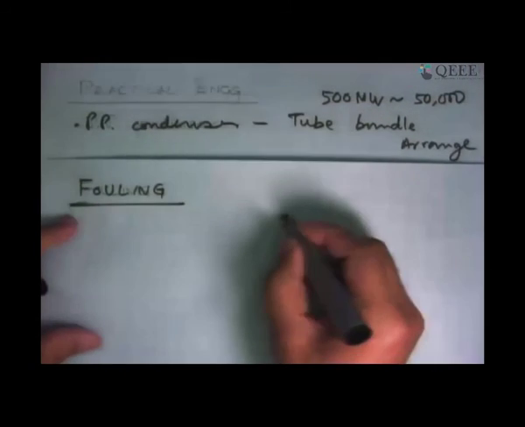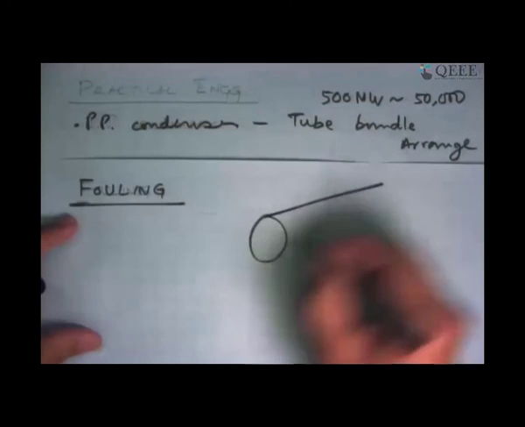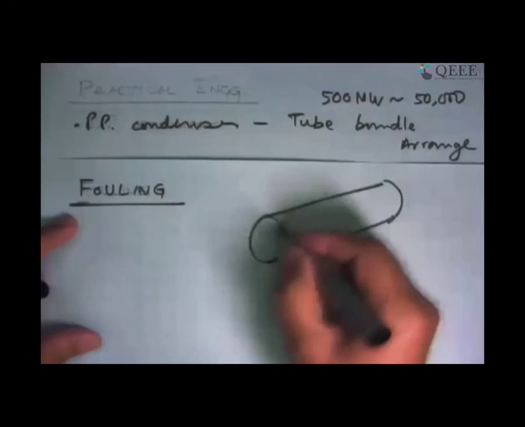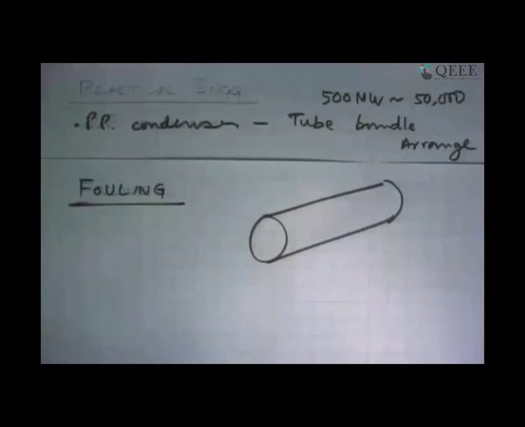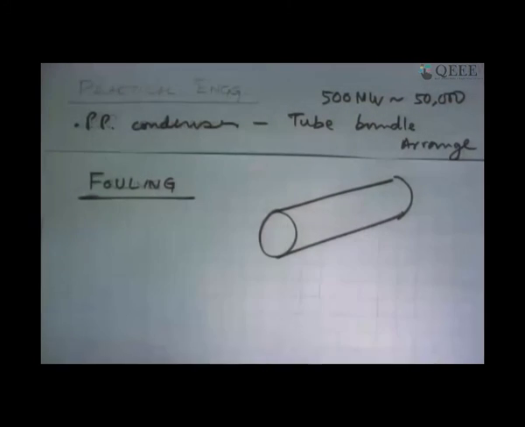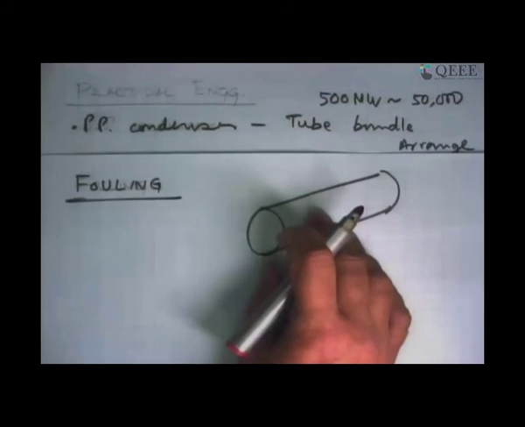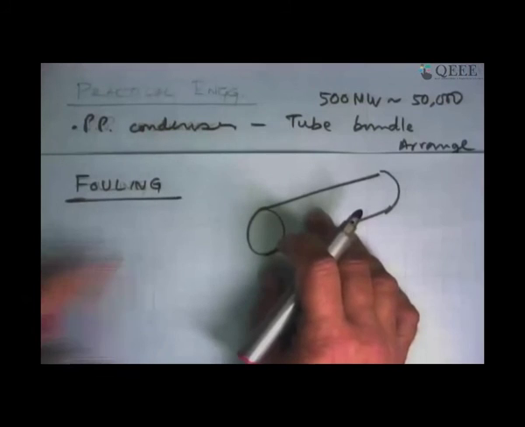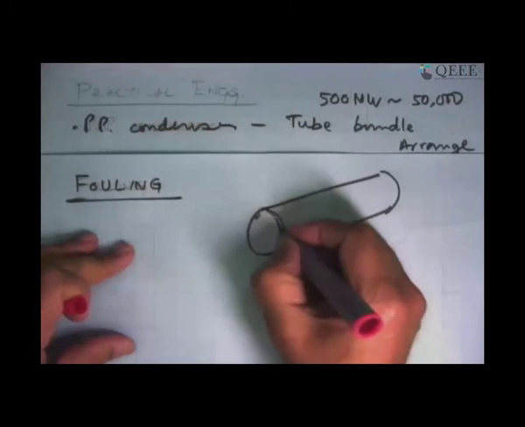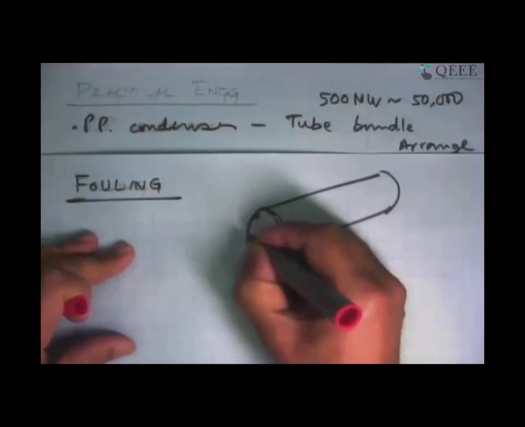When the tubes are new, the surface is clean. But gradually with use, it might get corroded. If it is using dirty water, like all power station condensers do, they just use river water or ocean water, gradually things begin to develop and they deposit on this.